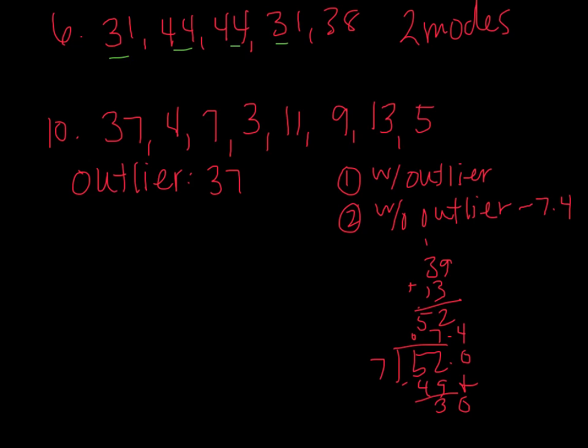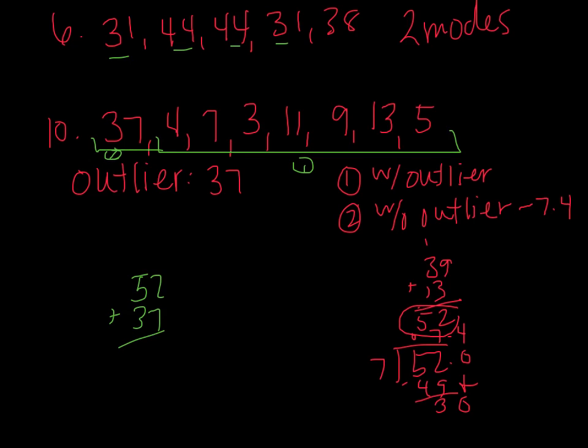Okay, so with the outlier, we need to add up all the numbers again, all the numbers in our data set. The first time, we only added up these ones because we wanted to find out what the average was without the outlier. Now we need to include that outlier. So I'm going to take the first numbers that we added up and add it to the outlier. So we got 52 plus 37, which would be 89. And then I need to divide that by however many numbers there are. There are 1, 2, 3, 4, 5, 6, 7, 8 numbers.